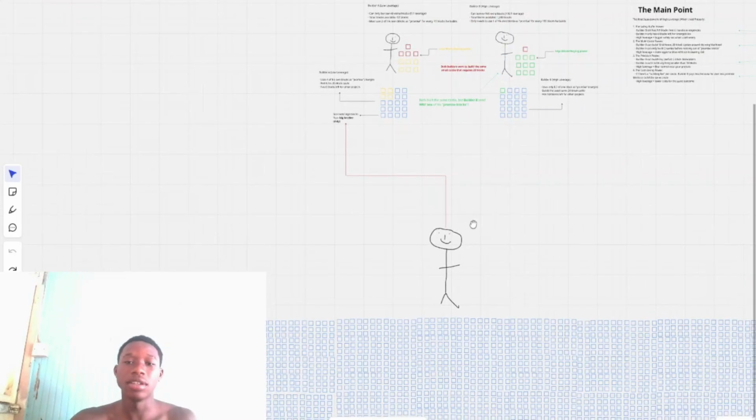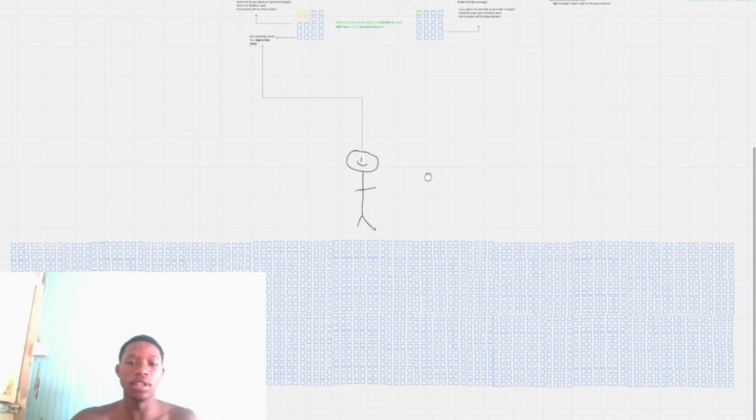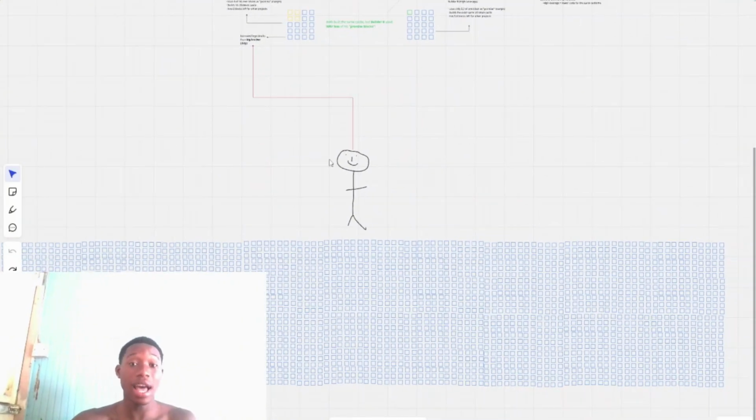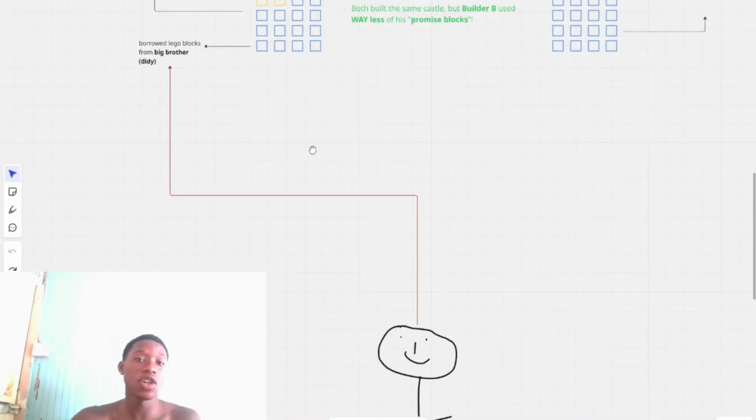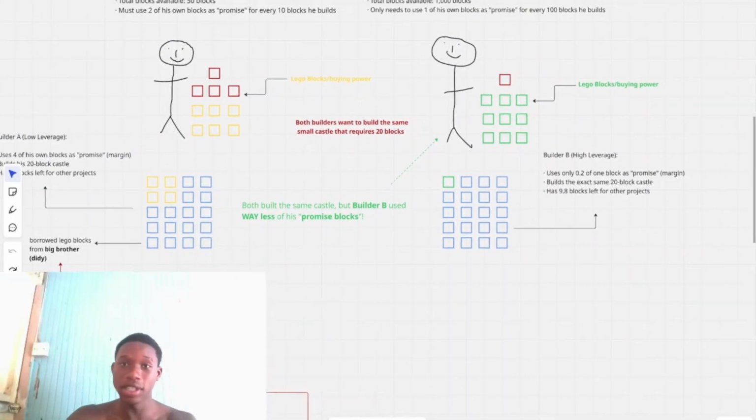His big brother has a huge amount of blocks to borrow to people. That's Diddy right there. That's Diddy. Diddy Combs. He just has blocks. He has blocks and blocks and blocks. So he's borrowing you blocks, but you have to promise him, you have to put up a deposit so he could borrow you all these blocks. Simple. That's all what it is.